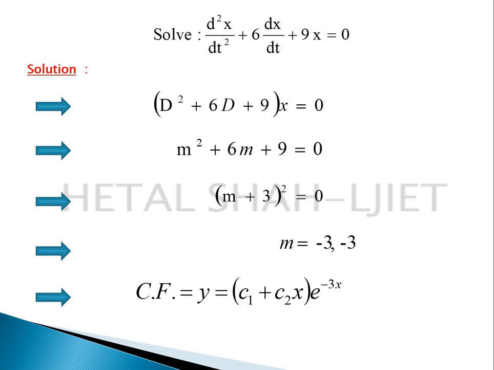So as per case 2, repeated root, here two roots are repeated. So we can write it as (c1 plus c2x) into e raised to minus 3x.